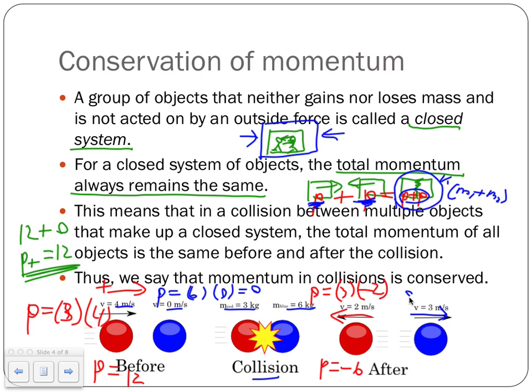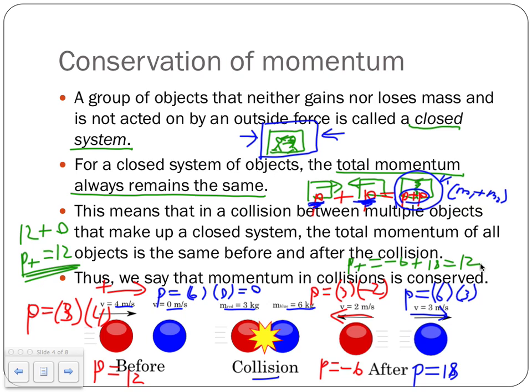For that one, the momentum should be its mass, which is 6 kilograms, times its velocity, which is 3 meters per second. So 6 times 3 is 18. The 3 is in the positive direction here, and so the momentum of this one afterwards is going to be 18 kilogram meters per second. If we wanted to find the total momentum, we'd simply add these up. The total momentum afterwards is equal to -6 plus 18. We add those up, and we get a total momentum of 12 kilogram meters per second.